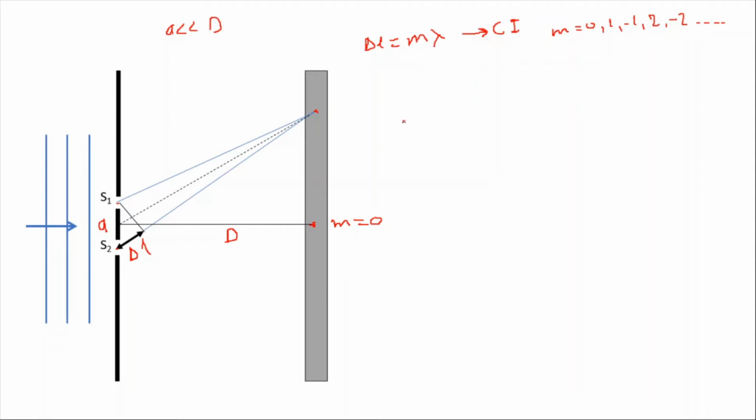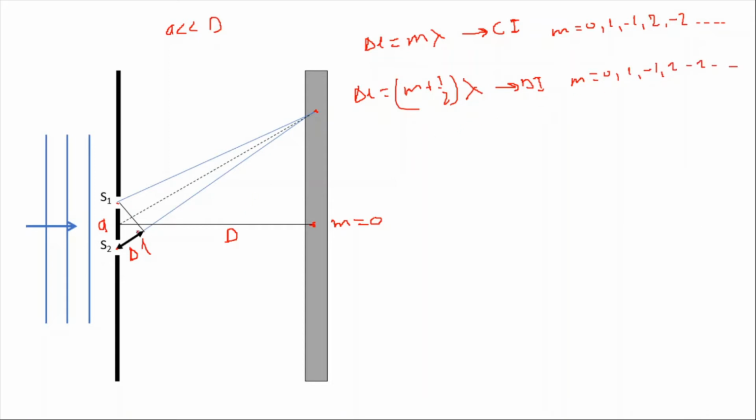What about the destructive interference? If delta L is equal to (m plus 1/2) lambda, in this case the destructive interference is going to take place, and m again is going to be 0, 1, -1, 2, -2, and it will continue like this.